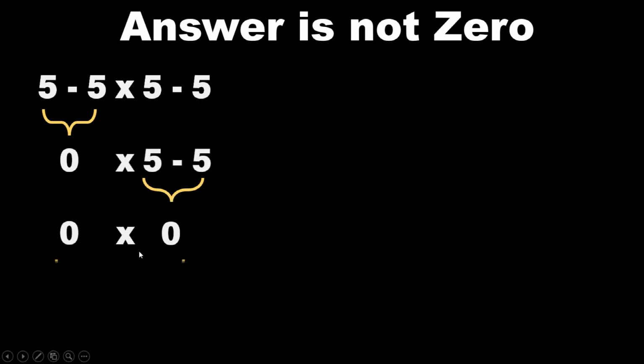0 multiplied by 0 is 0, right? Wrong. This entire method breaks the fundamental laws of math.